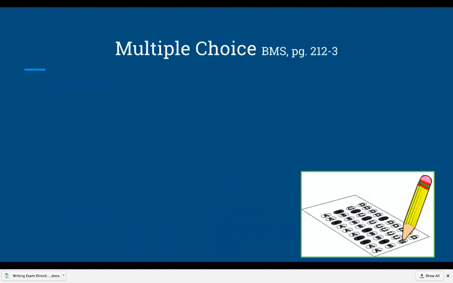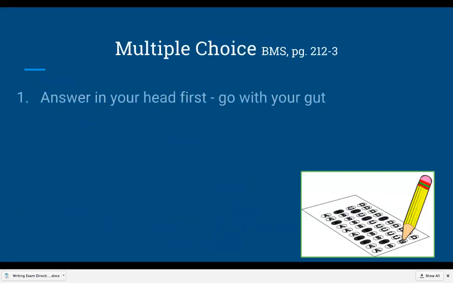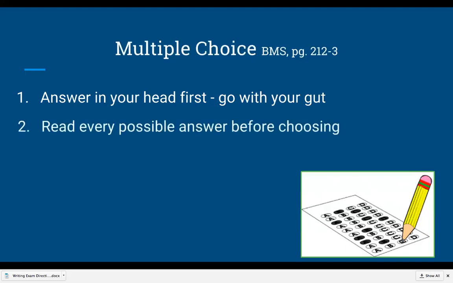Now we're moving on to multiple choice questions and how to be careful with these. Here are some steps. When answering a multiple choice question, your first step is to answer the question in your head first. Go with your gut. Don't look at the options, but answer the question in your head first. And then look at all the possible answers before choosing one. Read each and every single one of them.